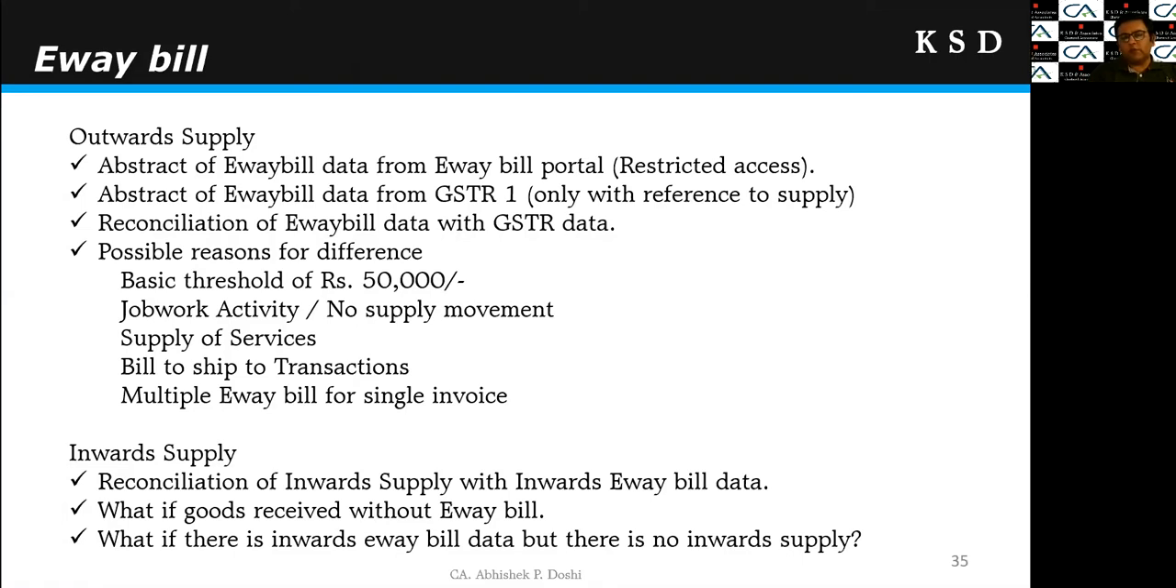Now the reverse case: what if there is inward e-way bill data but there is no inward supply, right? There is e-way bill data for my inward supply, but the same is not in the books of accounts or GST returns. Then what will be done? Then we need to find out the reasons for such a mismatch. There may be a mistake by the supplier in uploading the e-way bill data or some other reasons. And based on such reasons, we need to find out the resolutions for the same, right?